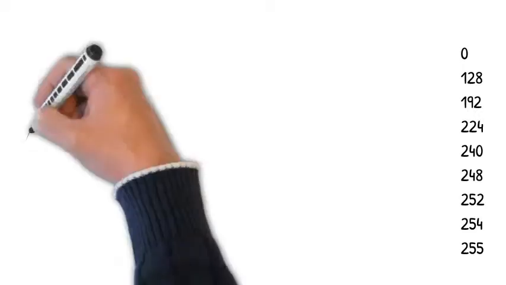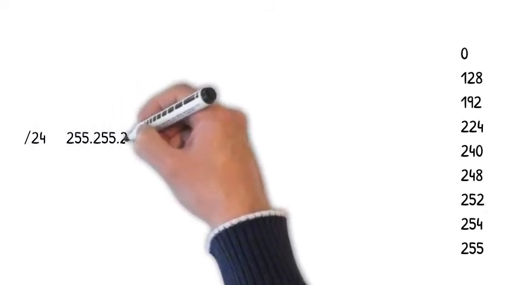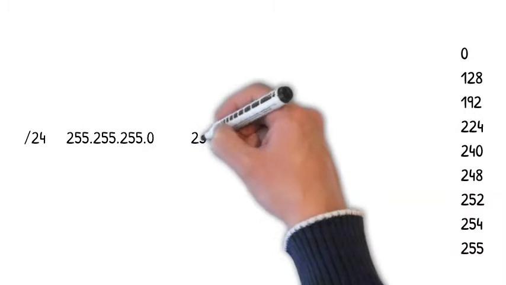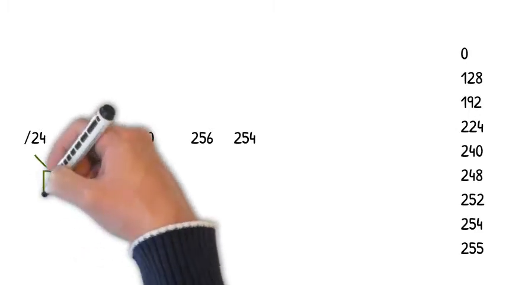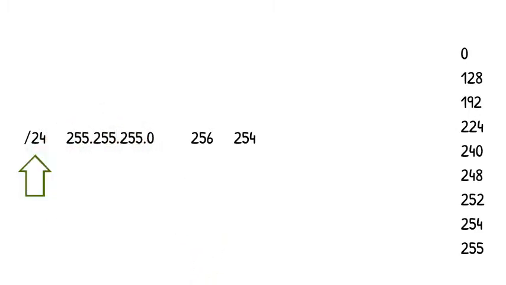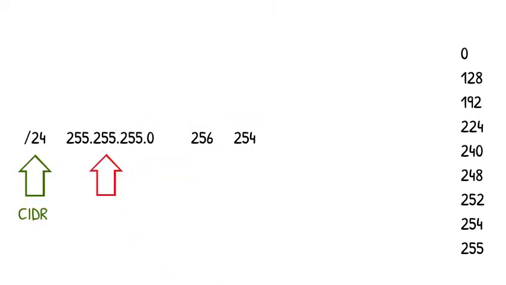Now that we have that, let's work on the first line of our subnetting cheat sheet. And that's going to be this: /24, 255.255.255.0, 256, and 254. Now let's talk about what this means. /24 is our subnet mask in CIDR notation. So it's 24 ones in a row, followed by 8 zeros in a row. The 255.255.255.0 is our subnet mask in dotted decimal notation.